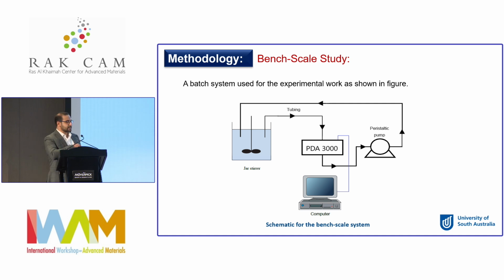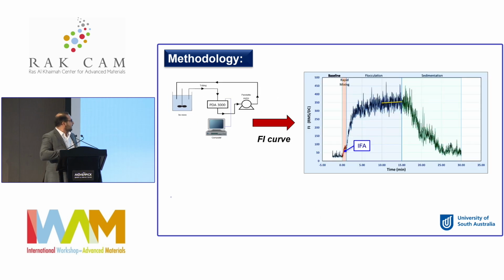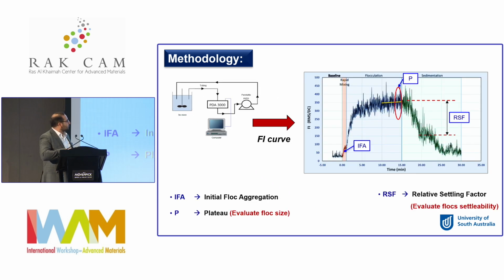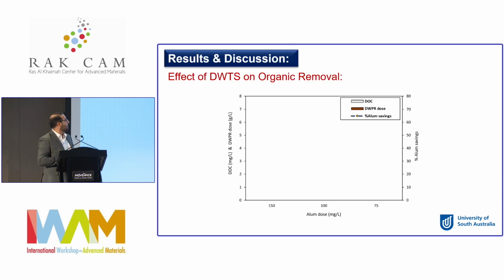So this is a bench scale system. We combine the jar test, the normal jar testing we use for treatment in the laboratory, along with an analyzer called a photometric dispersion analyzer. This is used just to evaluate the floc characteristics, like the settling and growth rate and all this stuff. As you can see, this is the curve we got from the PDA. We got some factors to evaluate the growth rate, the floc size, and the settling rate of the floc.